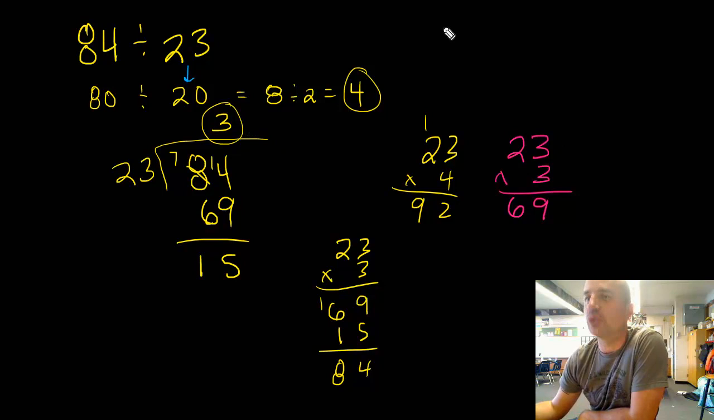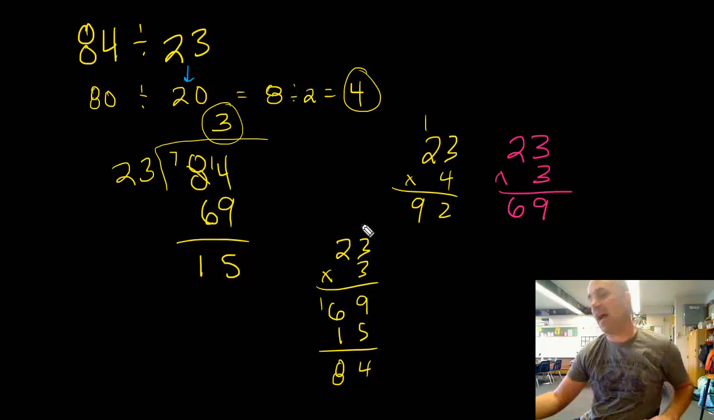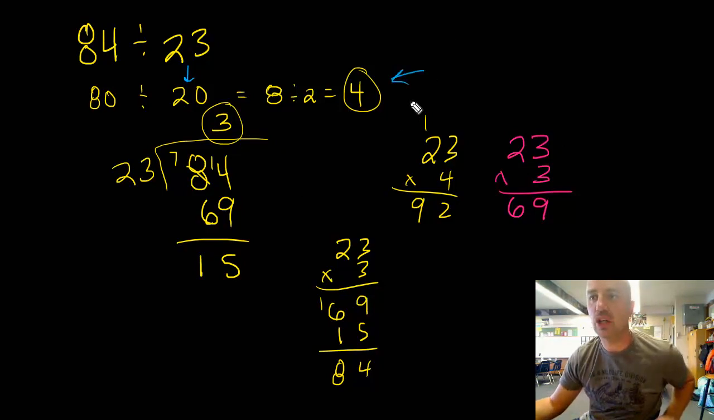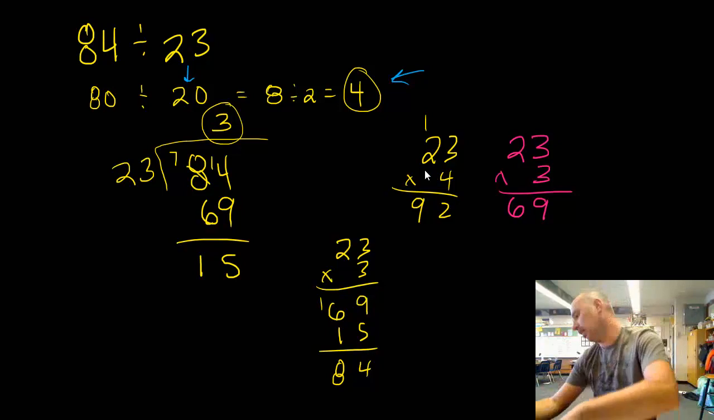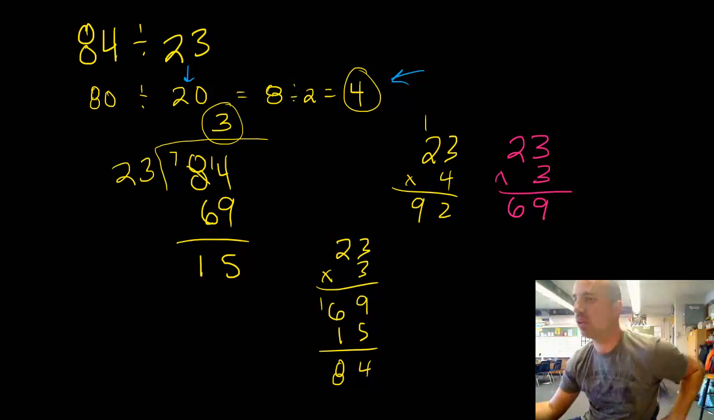What this shows you is that sometimes after making your estimation, you're going to have to go back and maybe readjust. Maybe the estimated quotient that you chose isn't totally correct, and you're going to need to pick a different one. You're going to need to adjust that. So with that in mind, we're going to go forward. I have one more problem for you, and then you're on your own.